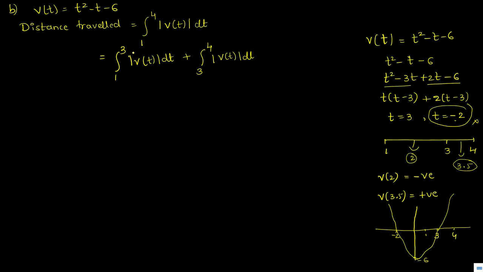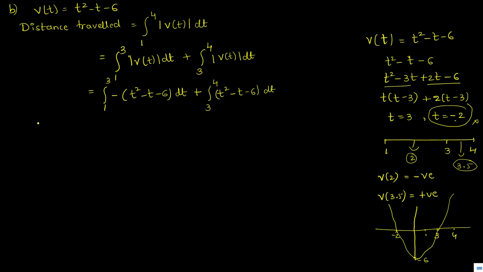Now, as I told you, here the value of the function is negative, so we are going to multiply this integral by a negative, and since this is positive, this will be kept as it is. So integral 1 to 3 minus of what is the value of v of t? It's given as t square minus t minus 6 dt, plus, and here since it is positive, we write the equation as it is, that is t square minus t minus 6 dt.